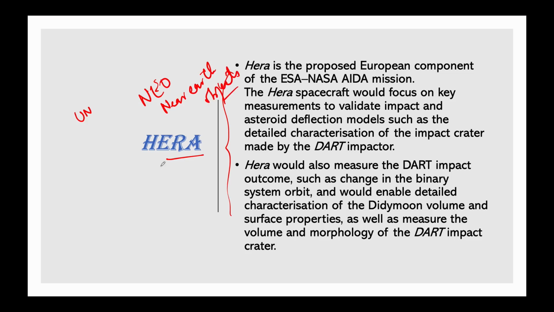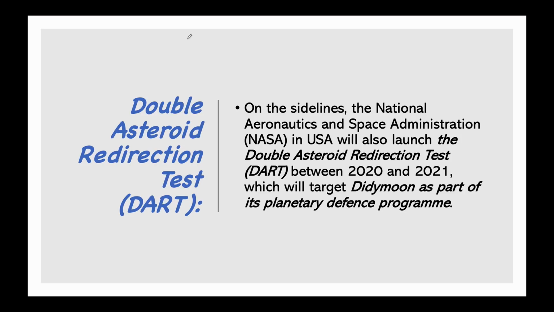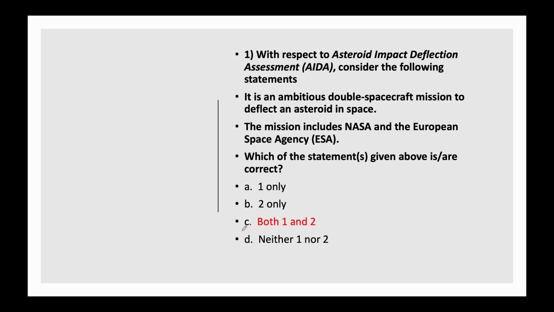So this is all about this lecture. You should know about DART and what the HERA mission is. There is a collaboration between NASA and ESA. What they are contributing in this particular mission and why this mission is important, this is all you should know. So now the answer is both 1 and 2, because it is an ambitious double spacecraft mission, and second, the mission includes both NASA and ESA. Thank you.